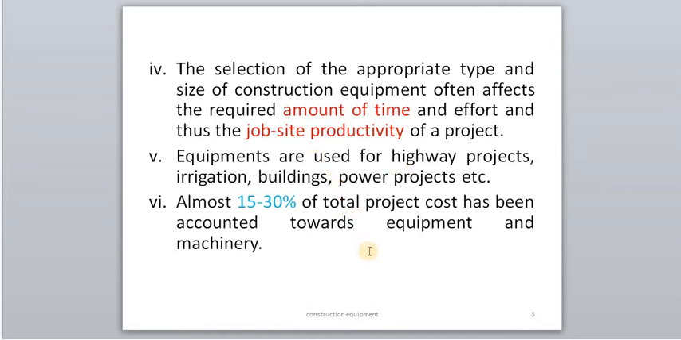Again, the selection of appropriate types and size of construction equipments often affects the required amount of time and effort, and thus the job site productivity of a project. That means the amount of time required, as I have already said, matters. The example is for excavations of footings. If we are using laborers, the work done by the laborers requires time, and we have to save the time. So in that sense, we can use the advanced equipments.